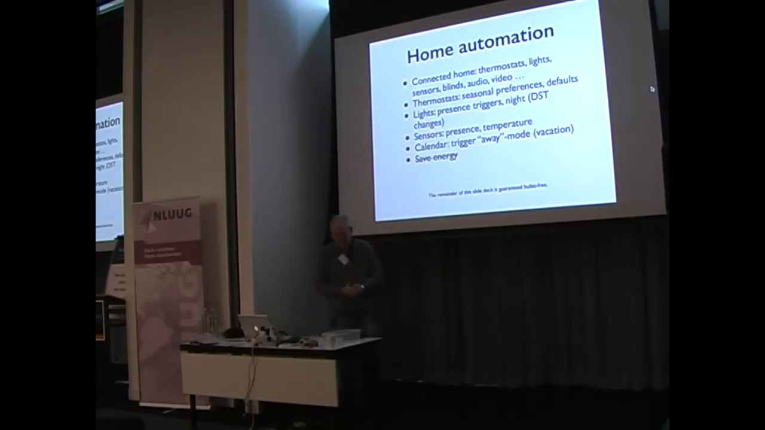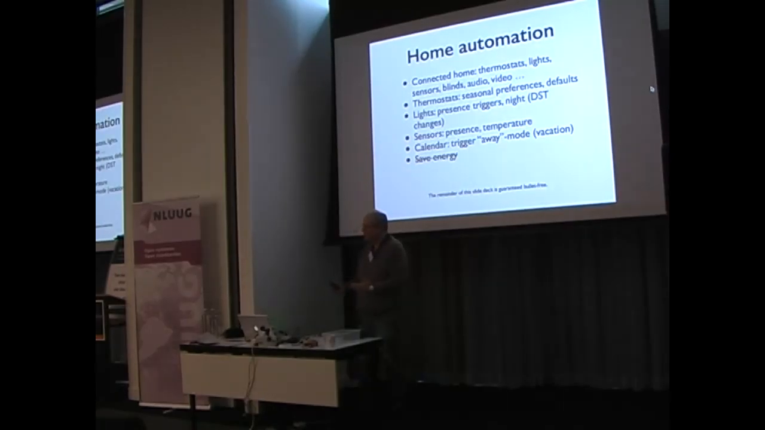If you use thermostats, you can set up seasonal preferences. For example, in the winter, you probably like it relatively warm, whereas in the summer, you prefer it slightly cool. We can use lights and presence detectors, triggers to switch on or off particular things depending on time, depending on daylight saving time, etc. Another nice thing is to integrate calendars. For example, during your absence, because you're on holiday, you would like to trigger that lights go on in the evening to scare away thieves, etc.